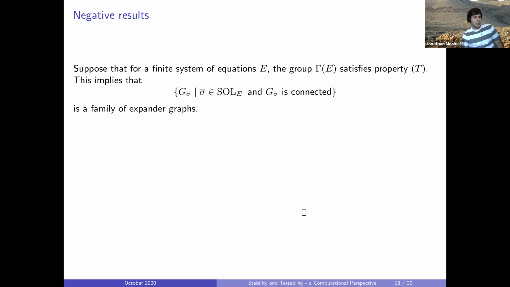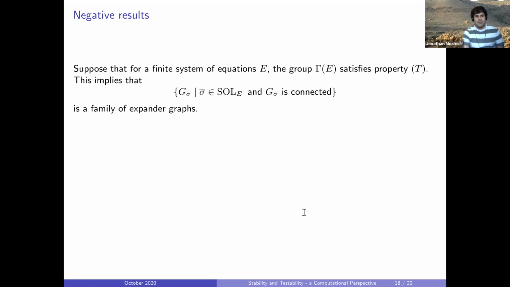Now, on the other hand, we also have some negative results for testability. So, right, the other natural question, other than does testability give you something that stability doesn't, which we just showed is true, is there something that you can't test? So that brings us to the other side of the spectrum from amenability.